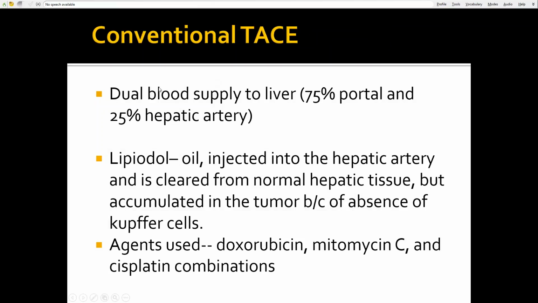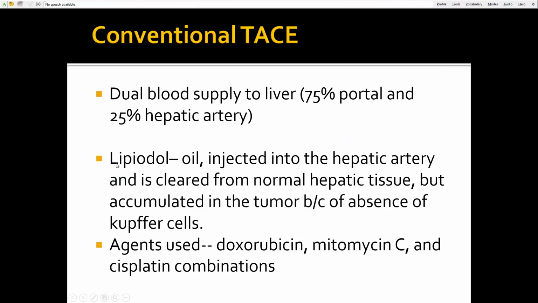It takes advantage of the dual blood supply to the liver, where 75% is portal, and 25% is basically the hepatic artery. But as we all know, basically all the tumors that are in the liver are supplied by the hepatic arteries. So it's okay to take out the hepatic arteries, the small ones especially, because you still have much supply that's coming from the portal. You just have to make sure the portal vein is going to be patent.